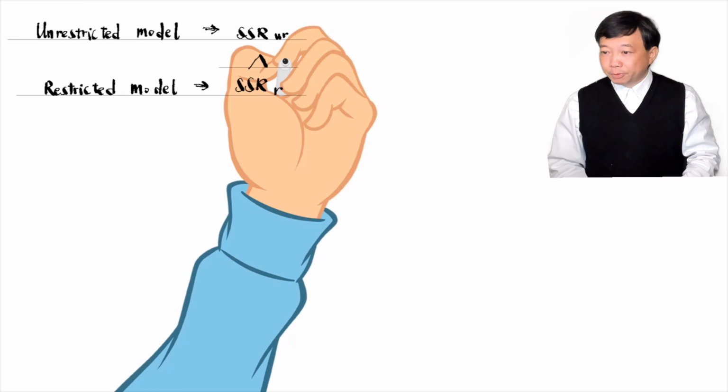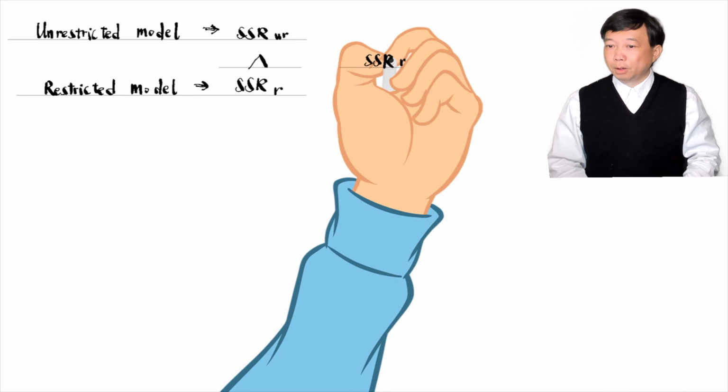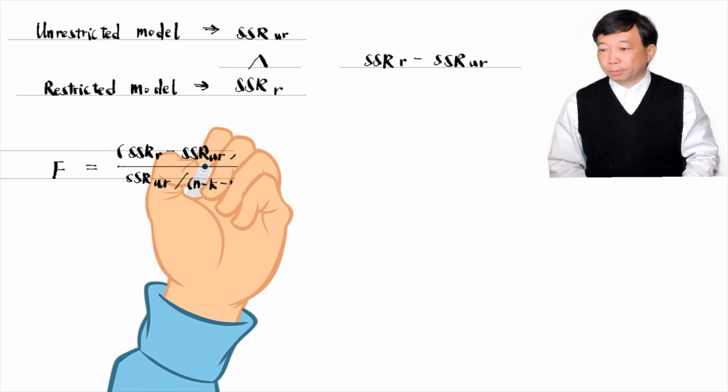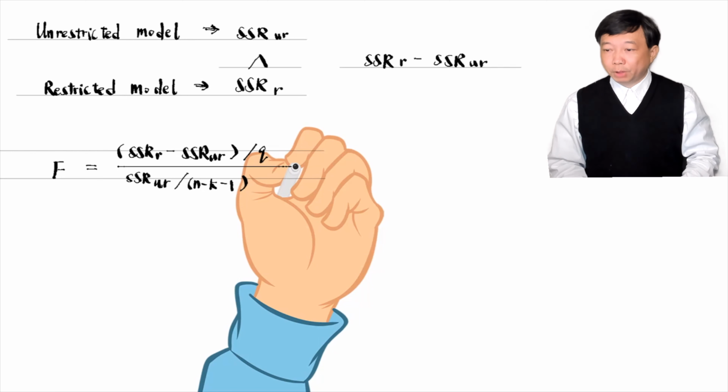Third, the F statistic equals the difference in the residual sum of squares from the restricted model and the unrestricted model divided by the residual sum of squares from the unrestricted model. It is the relative increase in the residual sum of squares when the model moves from unrestricted to restricted. The numerator is divided by the number of restrictions Q. Q is called the numerator degree of freedom. In our example, Q equals 2.